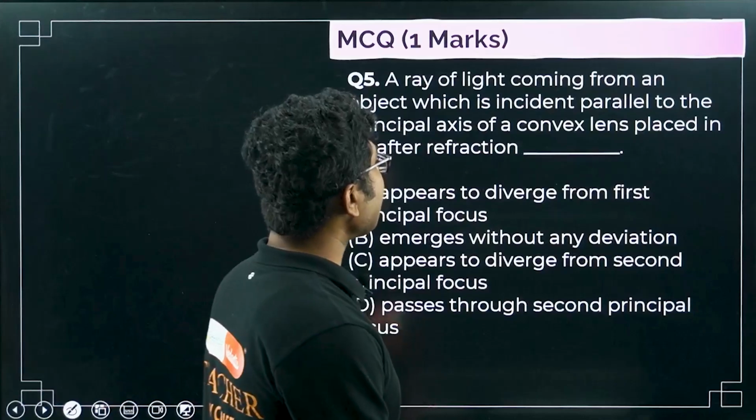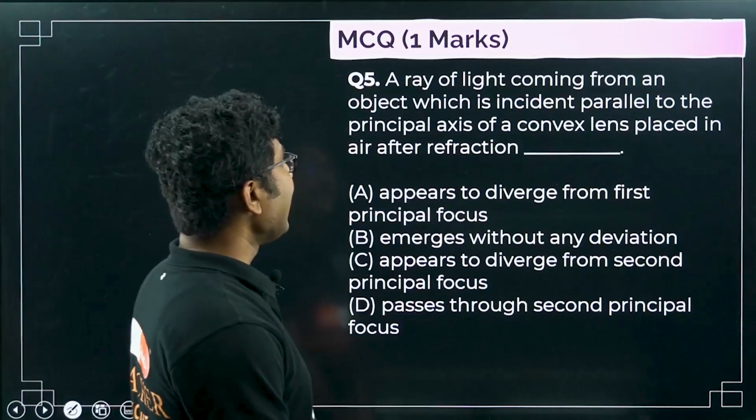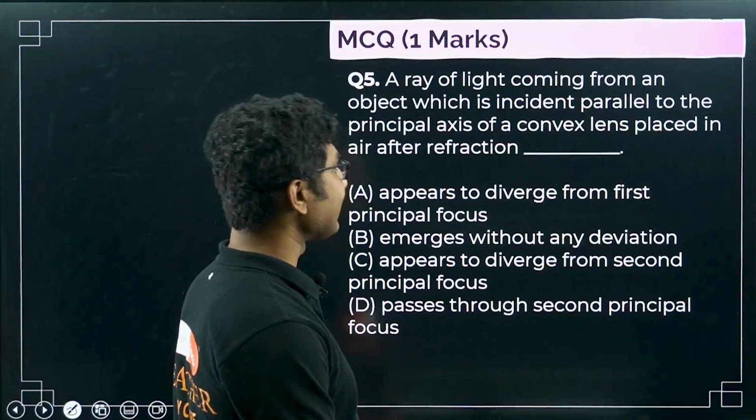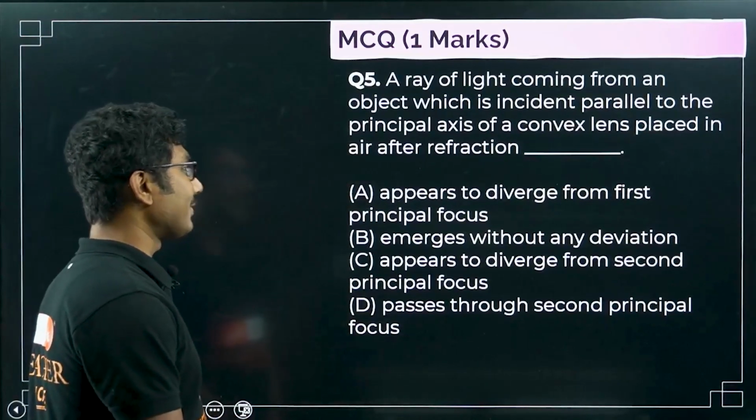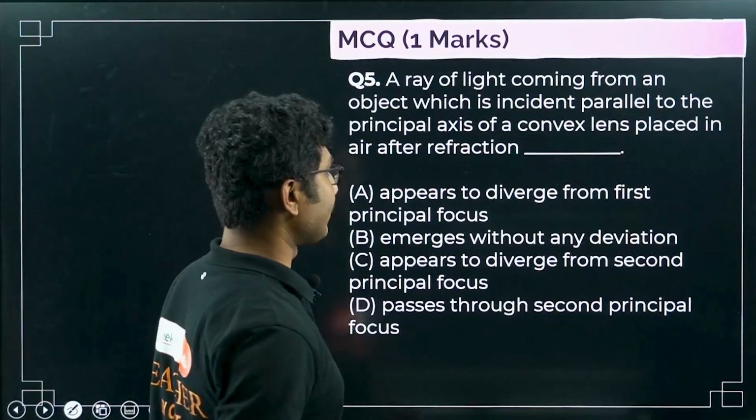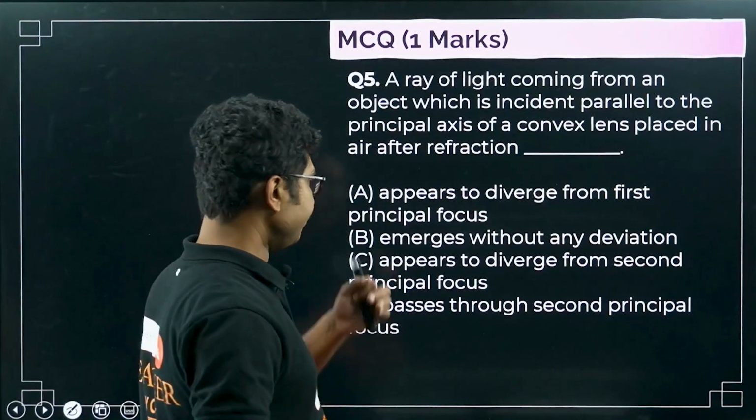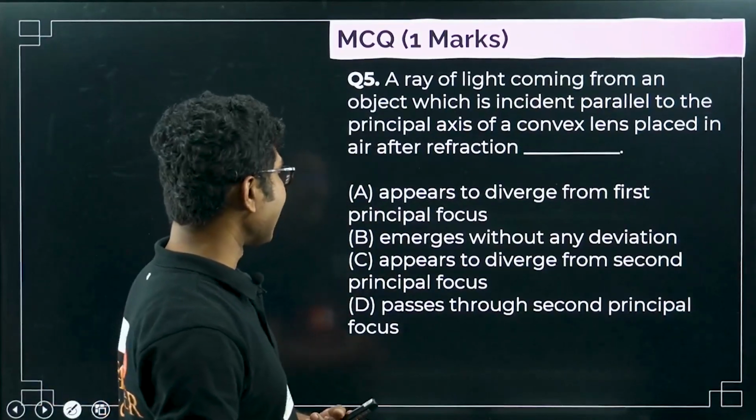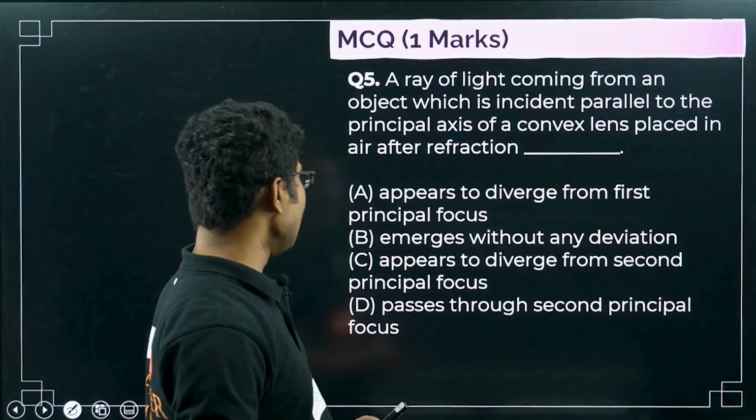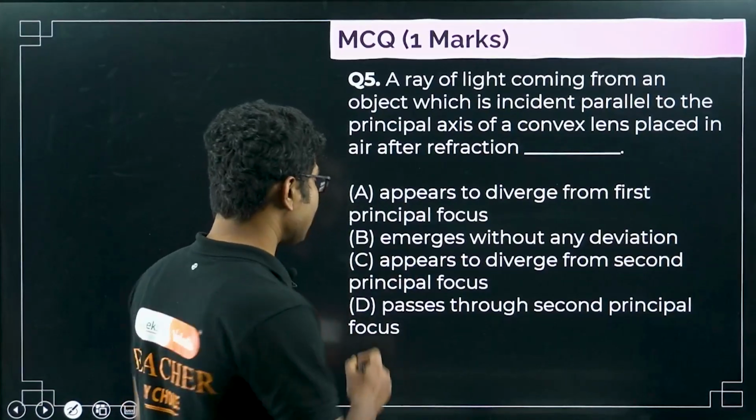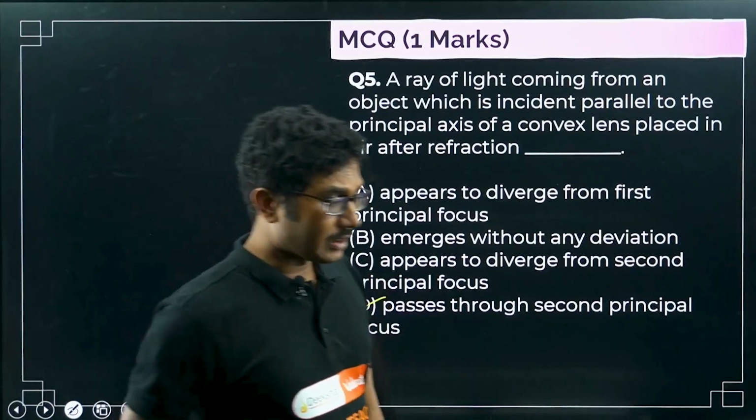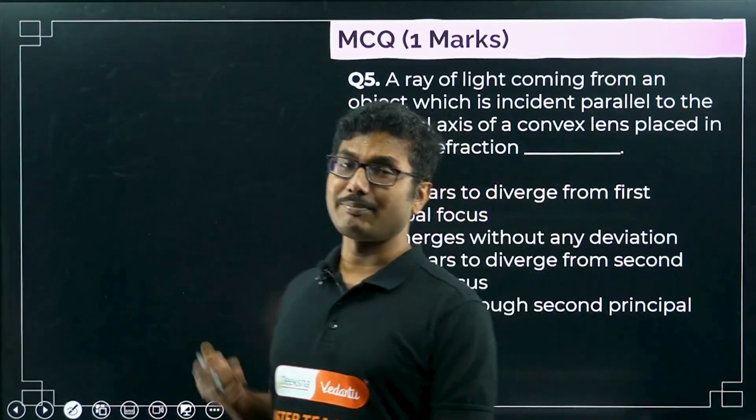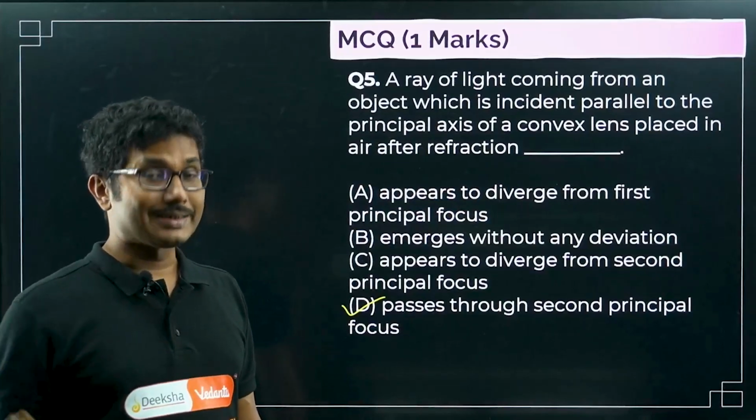A ray of light coming from an object which is incident parallel to the principal axis of a convex lens placed in air, after refraction, appears to diverge from first principal focus, emerges without any deviation, appears to diverge from the second principal focus, passes through the second principal focus. So obviously it passes through the second principal focus. In case of convex lens, there is no 'appears to come from' unless and until the object is placed close to the focus, less than focal length.